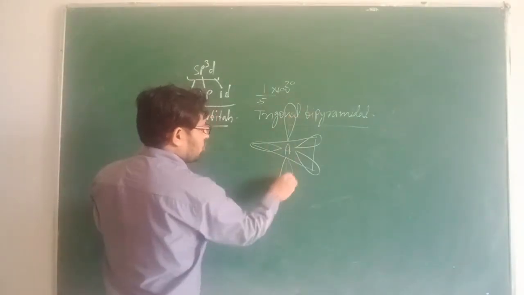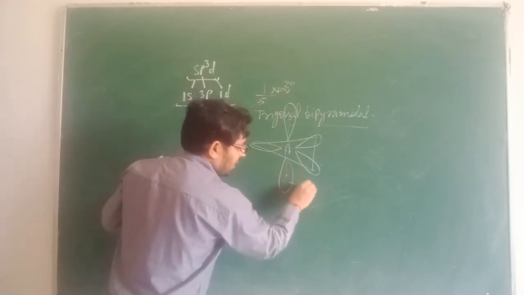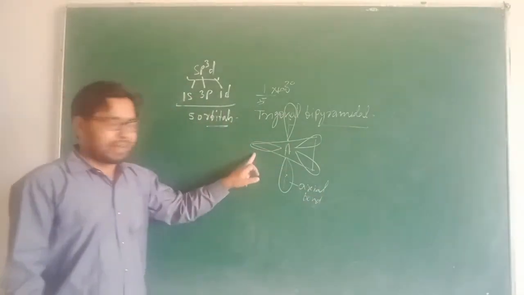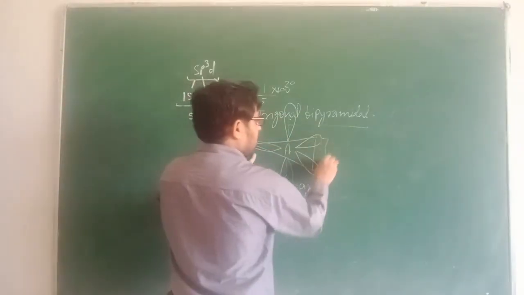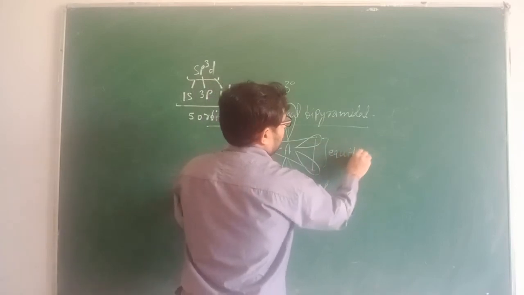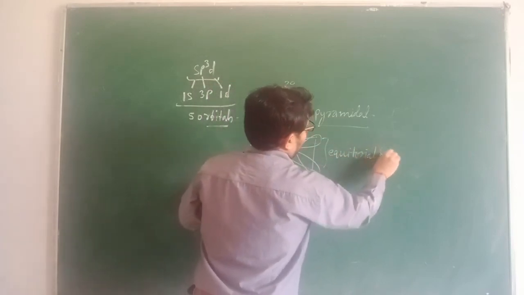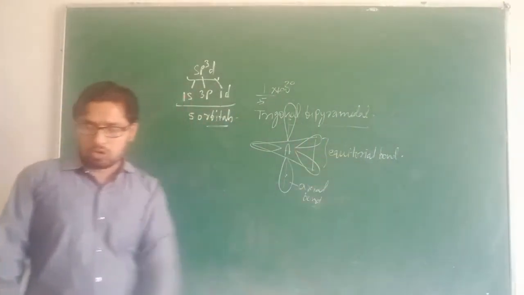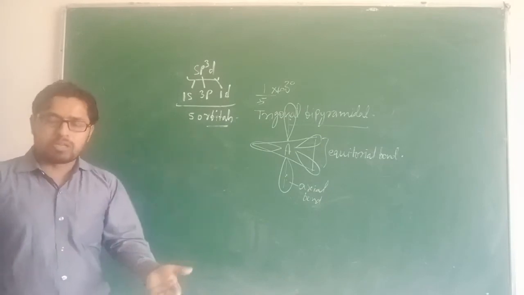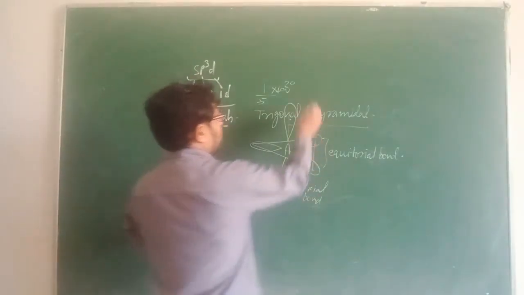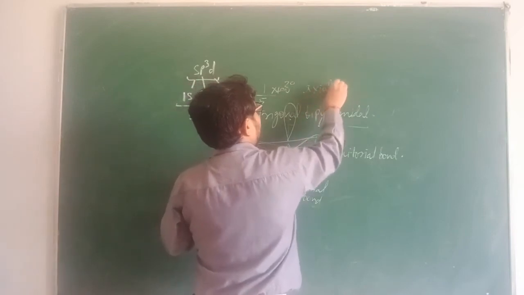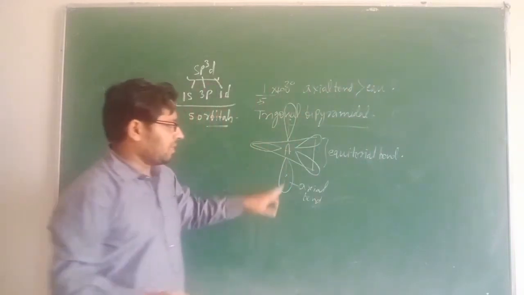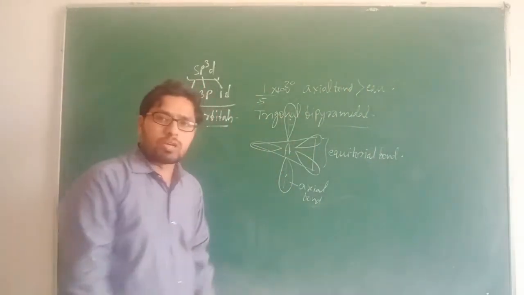Now please check out. These two, the top and bottom, are axial bonds. Keep in mind, axial bonds. And those in the triangle form are equatorial bonds. Equatorial bonds, keep in mind. Top and bottom are axial bonds, and the triangle form is the equatorial bond. The axial bond is always greater than the equatorial bond. Keep in mind, this axial bond is always greater than the equatorial bond.